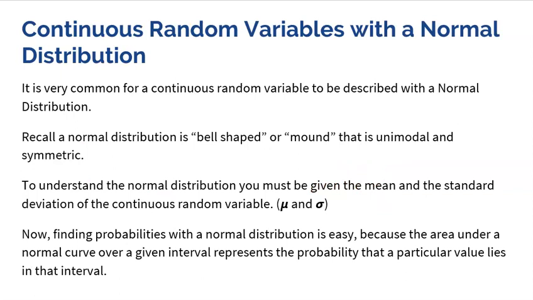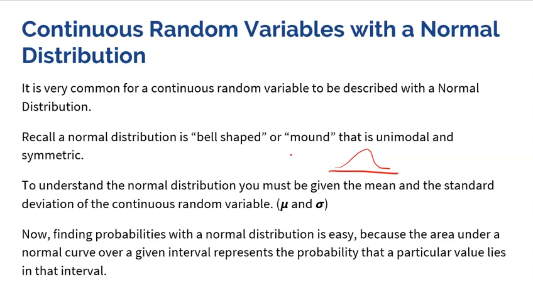All right, so continuous random variables connecting with the normal distribution. It is very, very common for a continuous random variable to be described with a normal distribution. Recall, a normal distribution is bell-shaped or mound-shaped. It's unimodal and symmetric. If you recall, the normal model is this nice, symmetric, mound-shaped, unimodal, bell-shaped distribution. Now remember, to understand the normal distribution, you must be given the mean and the standard deviation. Mu and sigma, what is true for the entire population must be known.